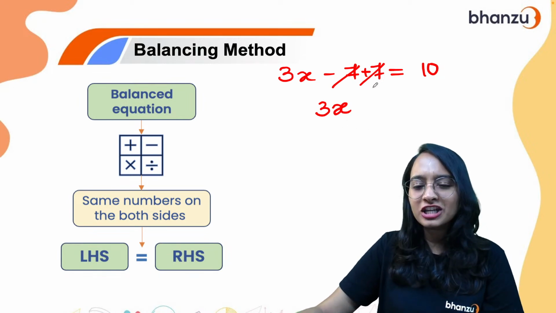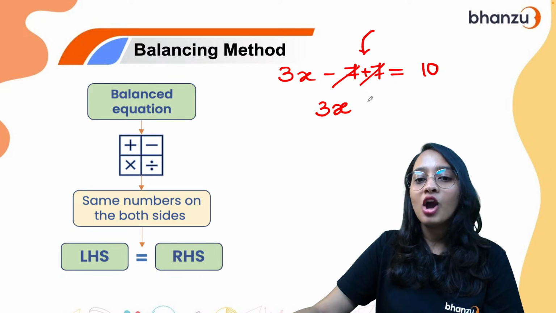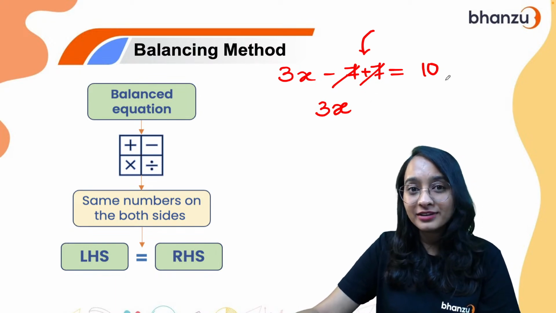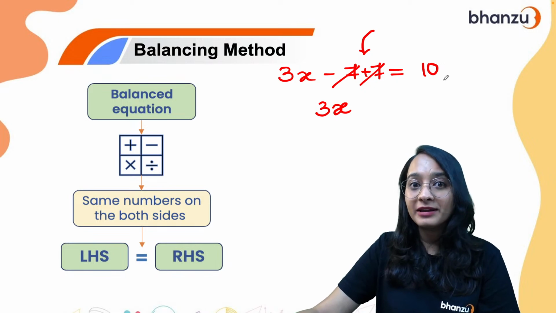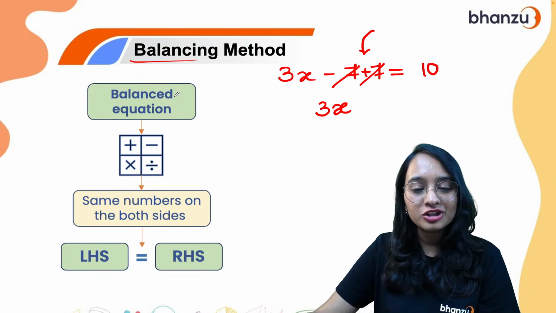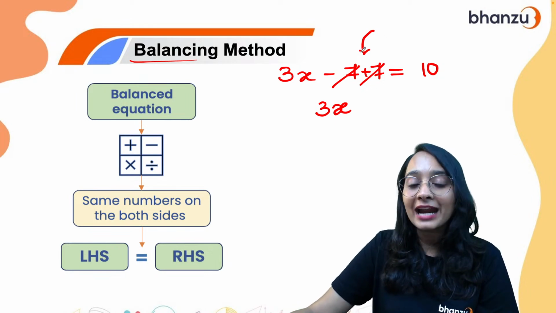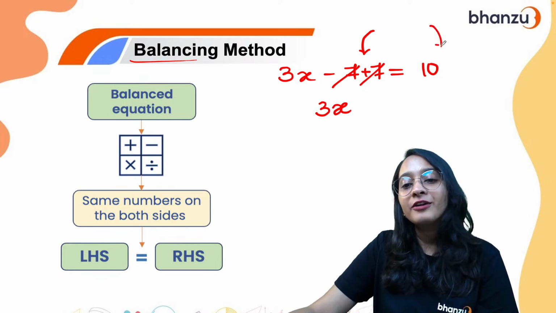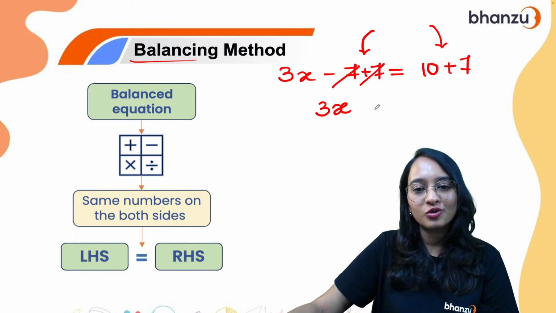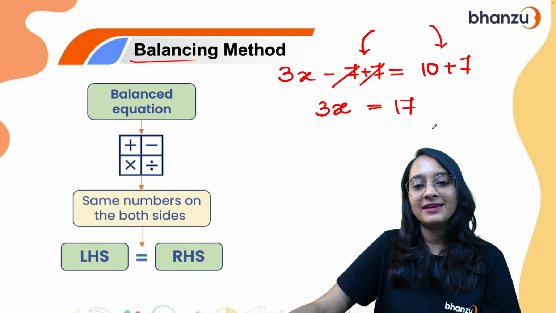Now, what did we just do? We added weight on our left hand side. But we did not add weight on the right hand side. So, what will happen? It is not balanced. So, our balancing method, it needs to be balanced, no? So, whatever weight you are adding on your left hand side, we're going to add the same weight on my right hand side also. So, this will become 17.